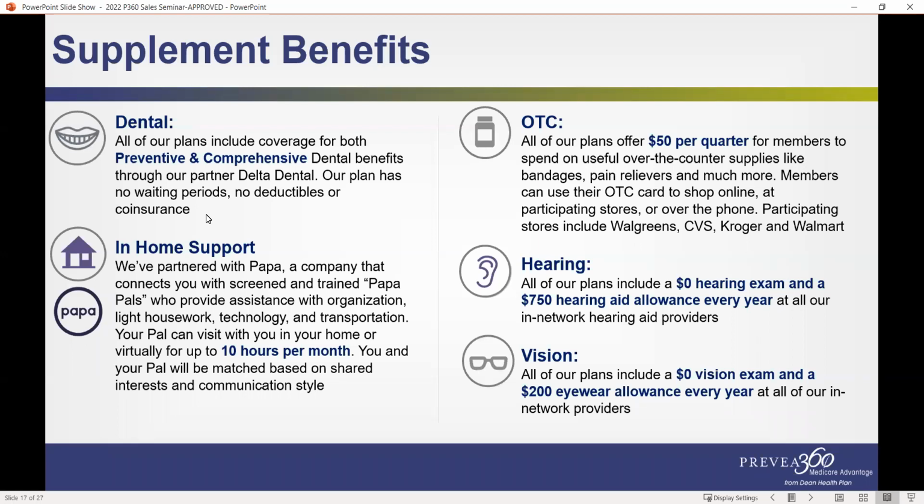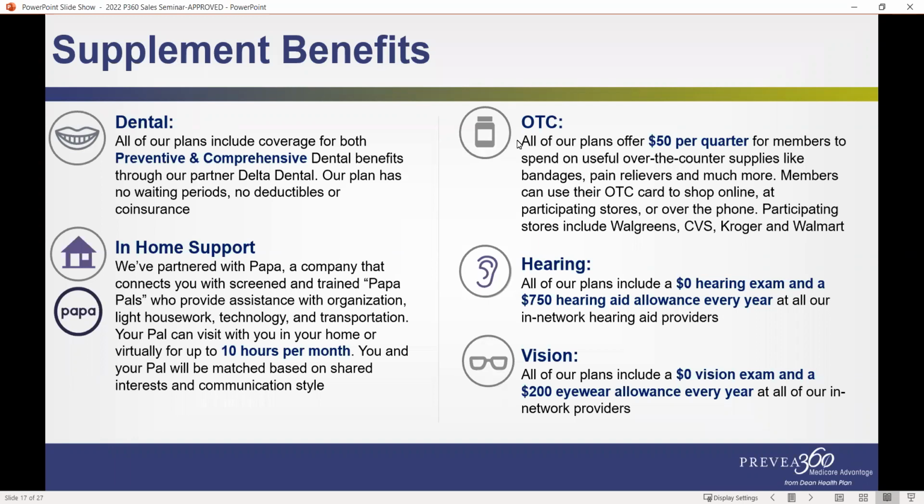We've partnered with Papa, a company that connects you with screened and trained Papa Pals who provide assistance with organization, light housework, technology, and transportation. Your pal can visit you in your home or virtually for up to 10 hours per month, and you'll be matched based on your shared interest and communication style. This is a great benefit for someone who's living alone or someone who just wants some extra companionship. It's a very nice benefit.